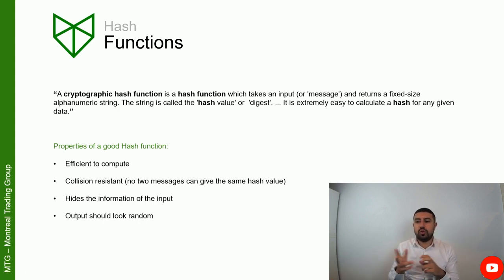Collision resistant. No two messages could look alike. I guess that might be true, we'd have to test it more. But it's not a good hash function, right? Obviously not. And also the return should be a fixed size alphanumeric string. These ones were not fixed size.